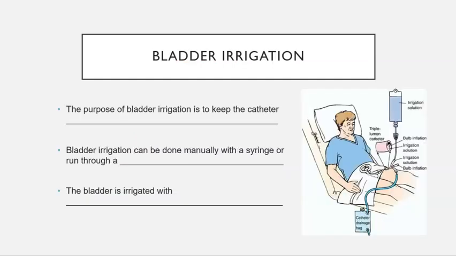So we talked a little bit about bladder irrigation with the post-op care of a TURP, but we never really talked about what that is. So the purpose of bladder irrigation is to keep the catheter patent. Bladder irrigation can be done manually with a syringe, or it can be run through a pump automatically. The bladder is irrigated with normal saline when we do this.